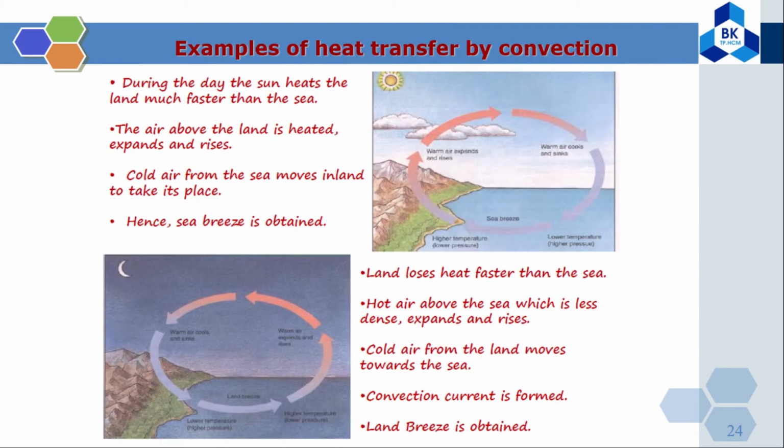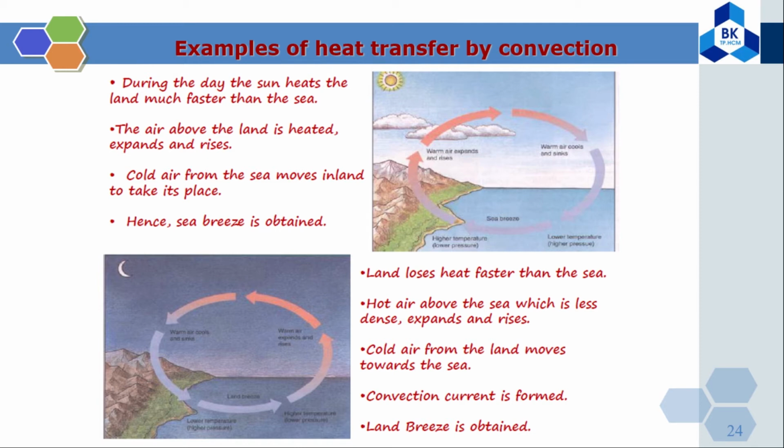Examples of heat transfer by convection. Look at the first example. During the day, the sun heats the land much faster than the sea. The air above the land is heated, expands and rises. Cold air from the sea moves inland to take its place. Hence, a sea breeze is obtained. That is in the daytime.